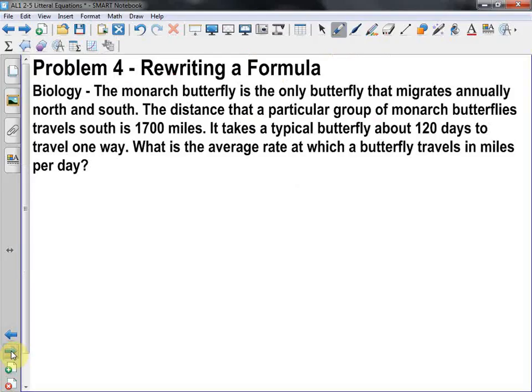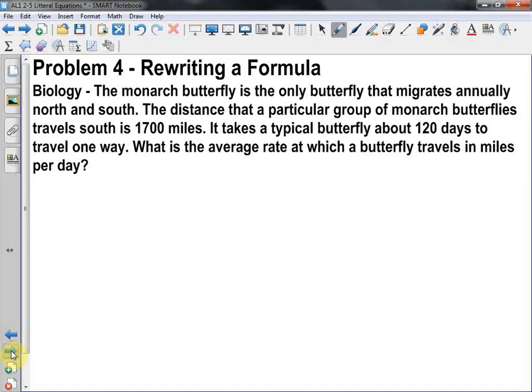Here in biology, the monarch butterfly. It's the only butterfly. You guys know what the monarch butterfly looks like? Yeah, it's the classic butterfly. Only butterfly that migrates annually north and south, right? The distance that a particular group of monarch butterflies travels south is 1,700 miles. That's a long ways, right? 1,700 miles is a long ways for us. And butterflies are like 100th the size of us, 1,000th the size of us. That's like us going around the world. It's a big deal. It takes a typical butterfly about 120 days to travel one way. What is the average rate at which a butterfly travels in miles per day?